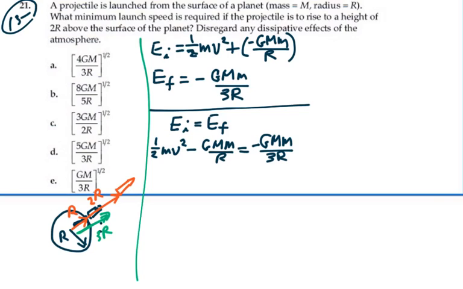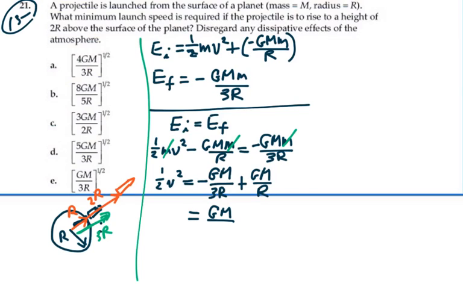Masses cancel out for the satellite in all terms. So now we have 1/2 velocity squared is going to equal negative GM, mass of the planet, over 3r, and then we add GM over r to both sides. If we factor out GM over r on the right, we have GM over r times (1 minus 1/3), and that is going to be equal to 2/3 GM over r.